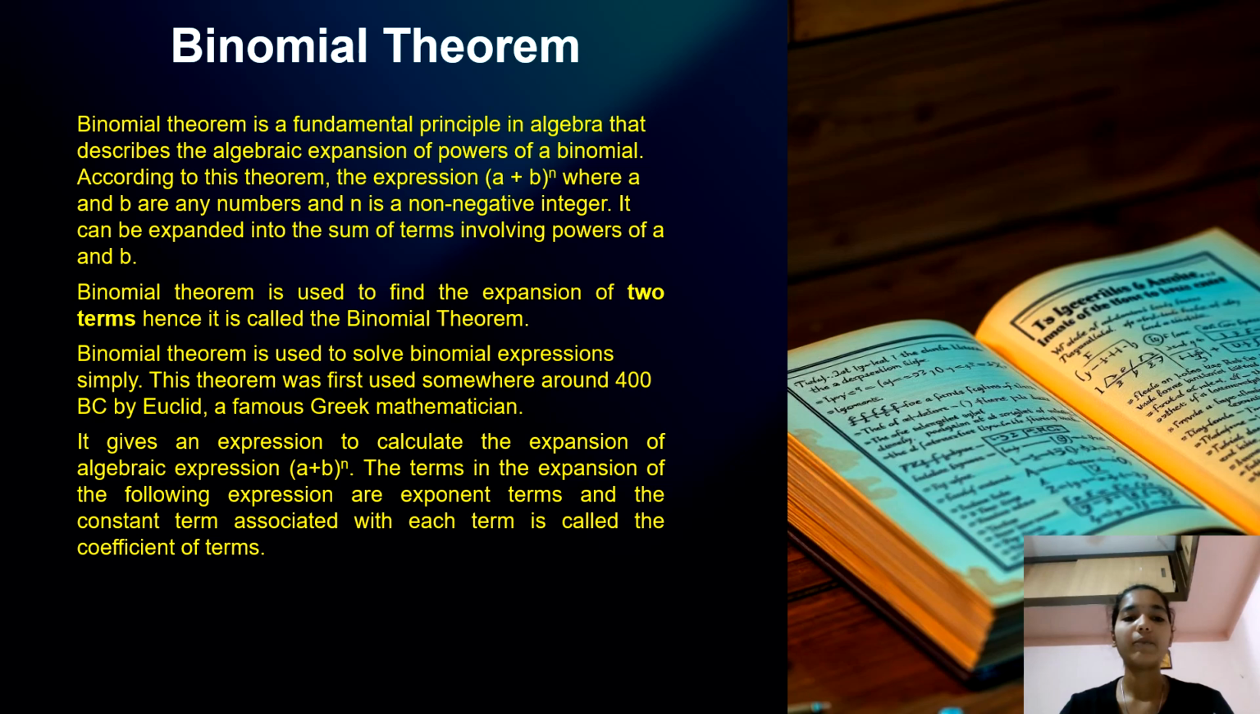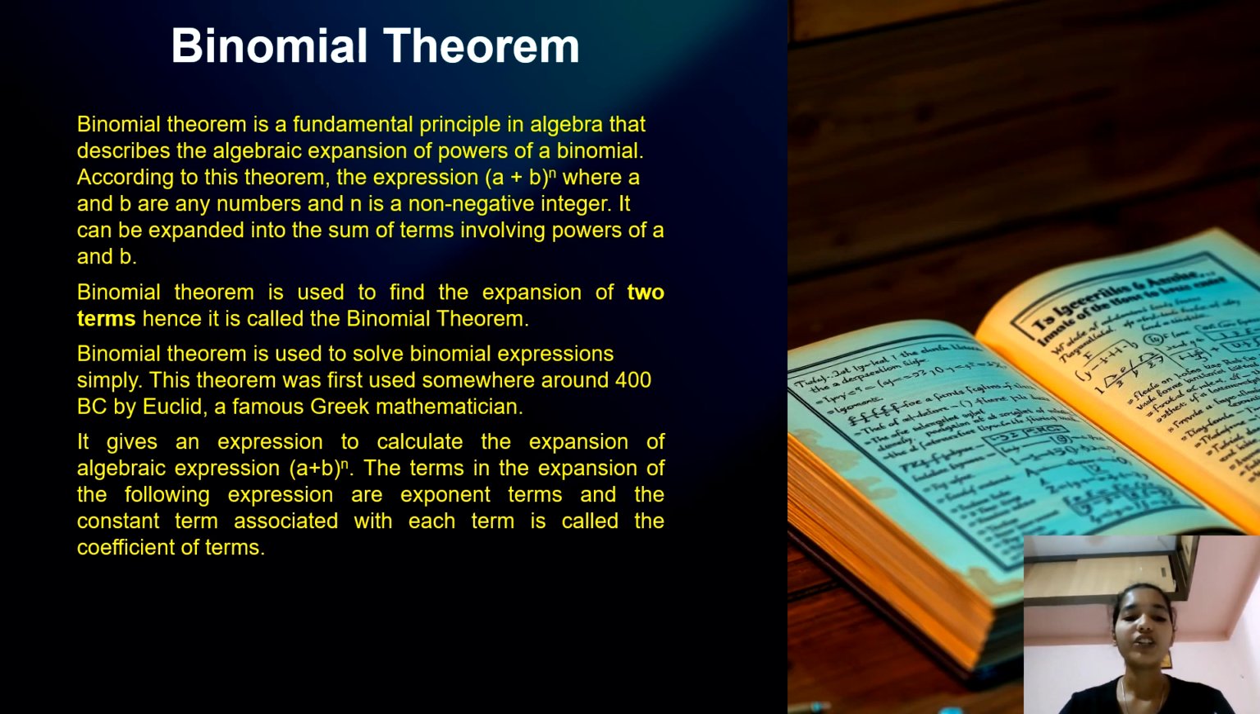According to this theorem, the expression (a + b) raised to n, where a and b are any numbers and n is a non-negative integer, can be expanded into a sum of terms involving powers of a and b. Binomial theorem is used to find the expansion of two terms, hence it is called binomial theorem. It is used to solve the binomial expression simply.